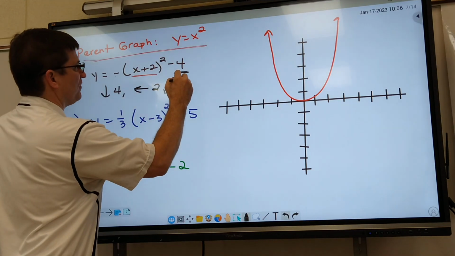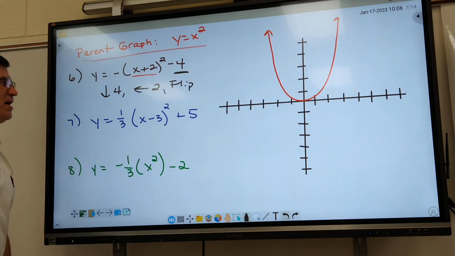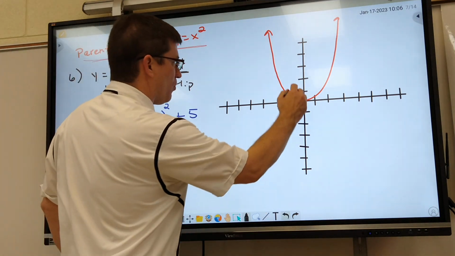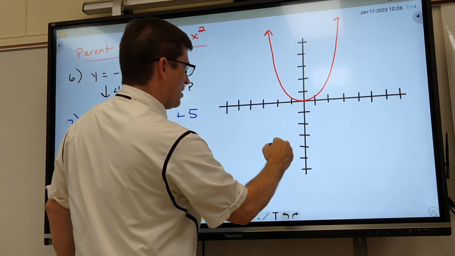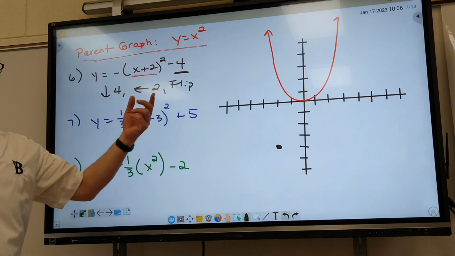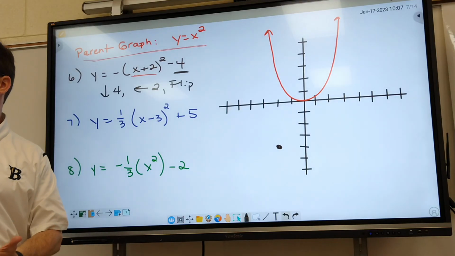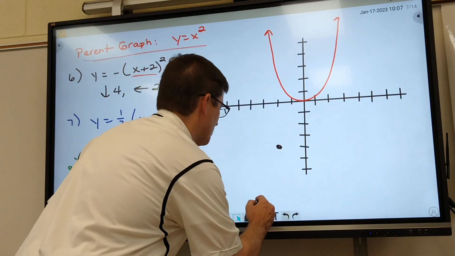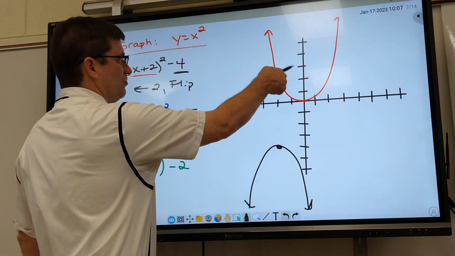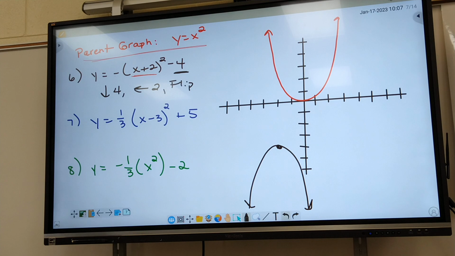So I'm just going to write flip. If you want to write reflect, that's fine. So now we got a graph. Go down 4, left 2, put a point right here. It says we've got to flip it. Does it say we've got to shrink it or compress it or anything? No. So I'm going to draw the same size parabola as what I drew right here. I'm just going to flip it over.